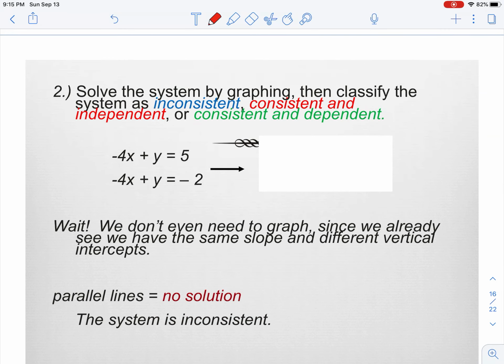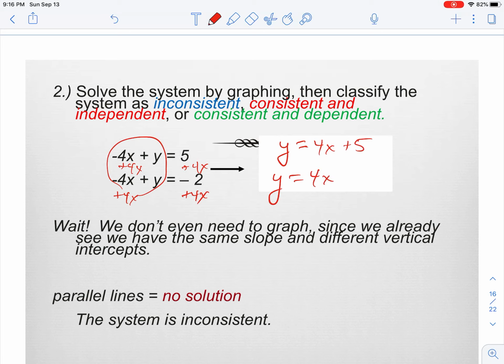A second example looks like this problem. If I have negative 4x plus y equals 5 and negative 4x plus y equals 2, those look suspiciously close. So let's get it in slope-intercept form and see what the deal is. If I add 4x here, I end up with y equals 4x plus 5. If I do the same thing down here on this equation, I end up with y equals 4x minus 2.